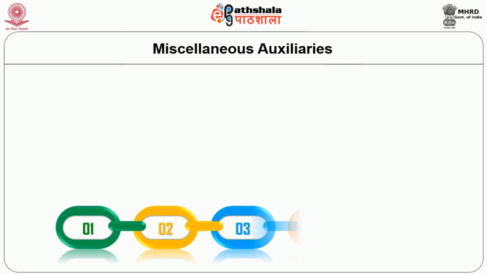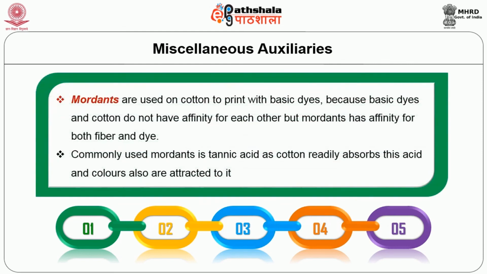The miscellaneous auxiliaries are mordants. Mordants are used on cotton to print with basic dyes because basic dyes and cotton do not have affinity for each other, but mordants have affinity for both the fiber and the dye. The commonly used mordant is tannic acid, as cotton readily absorbs this acid and colors are also attracted to it.